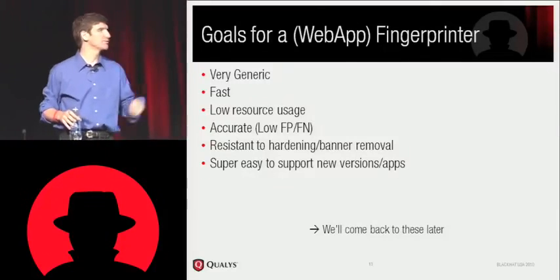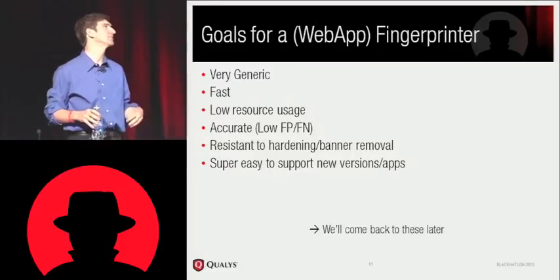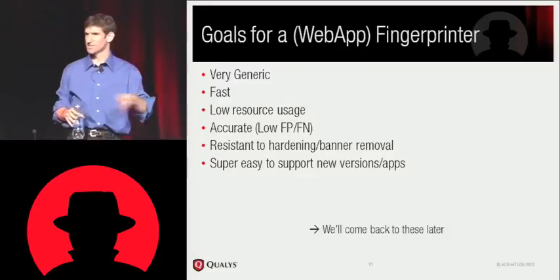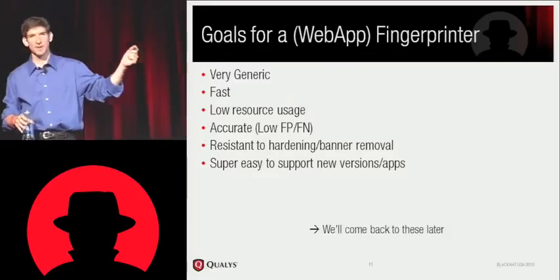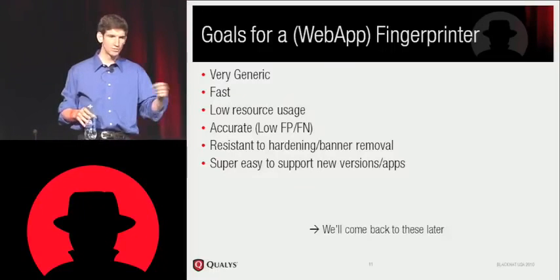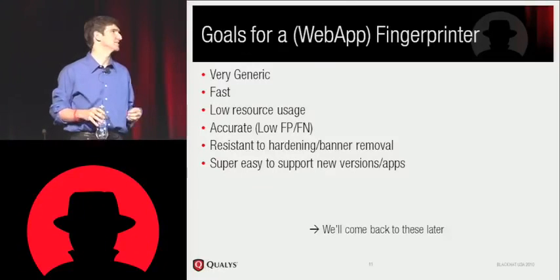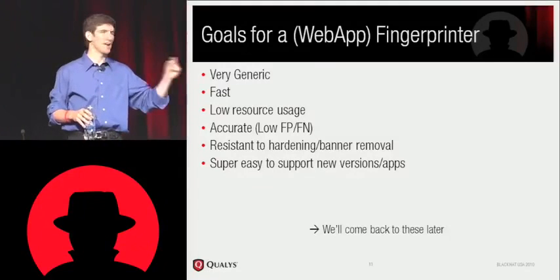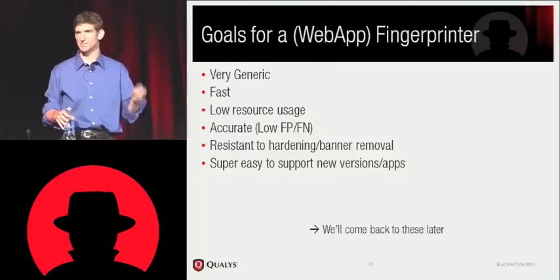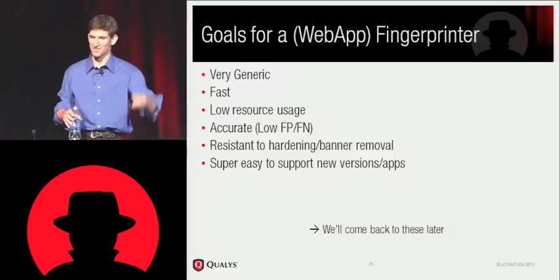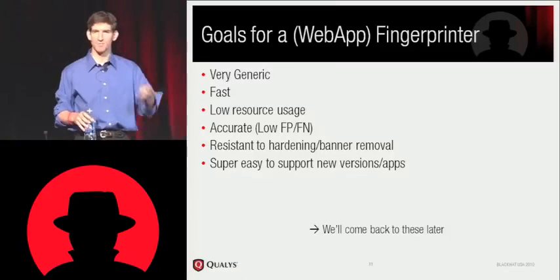We want it to be low resource usage. You shouldn't abuse the machine on the remote end, and you shouldn't have to have a gargantuan machine on your end. Accurate, low false positives, low false negatives. These are the things that make a tool actually useful. Obviously resistant to that hardening and the banner removal that is slowly starting to happen in web applications that was used by the regexes. And then here, I am just one person. I'm trying to support a lot of web apps, so I need to design a system that would be very, very easy to support new apps. And then if I'm asking people outside to help me with that, I want to make it very, very easy for them to help support a new app that maybe they only have access to.